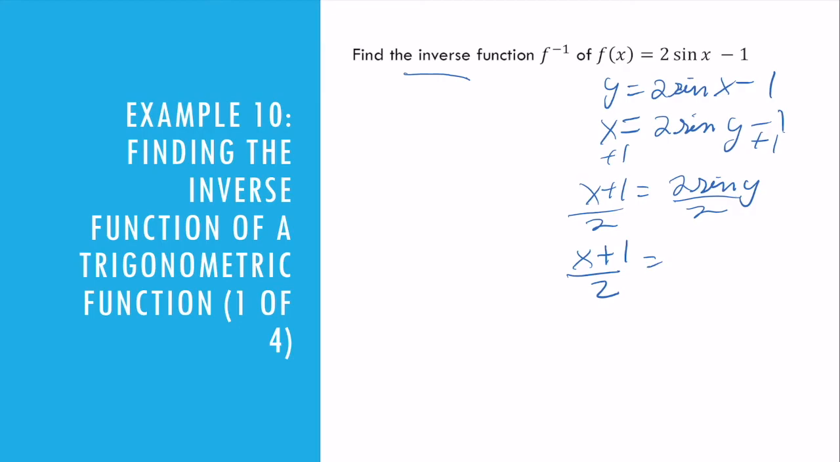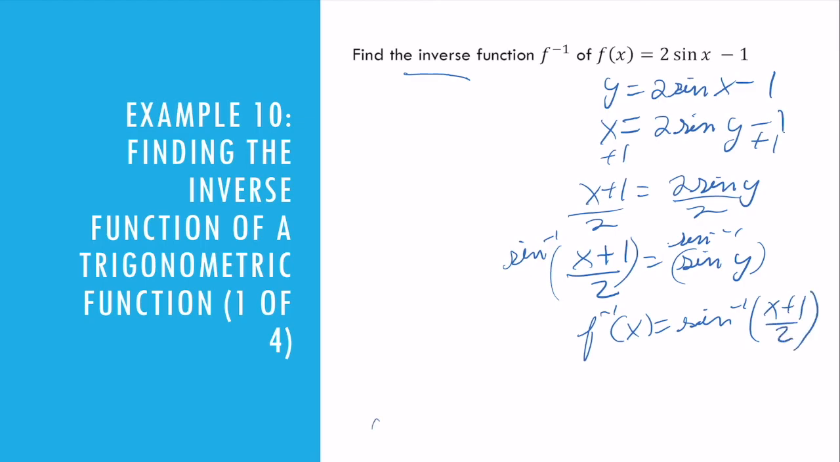equals sine of y. And then I take the sine inverse of both sides, right? Because by our composite rules, that's going to cancel out, but we're going to have to focus on our domains. So now I have f inverse of x is sine inverse of x plus 1 over 2.